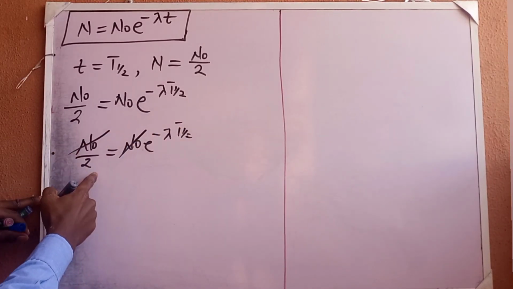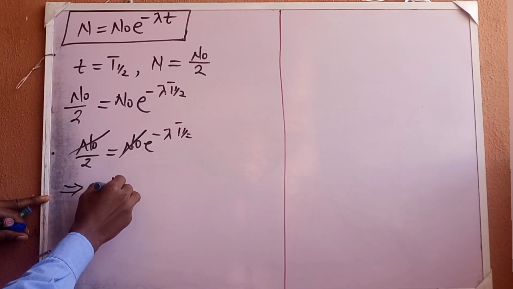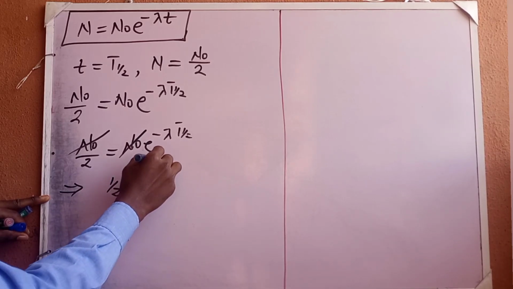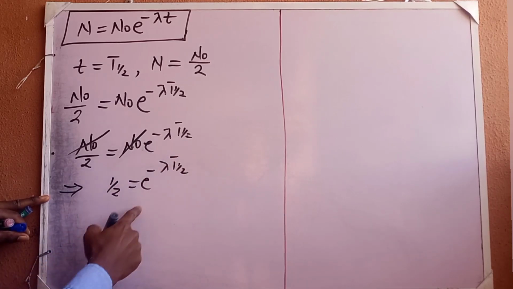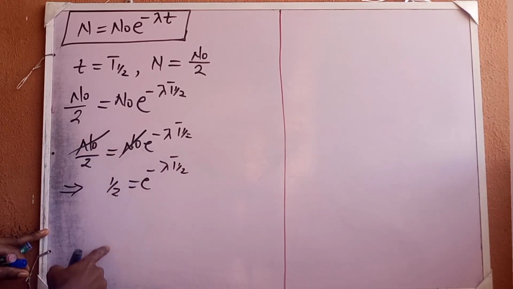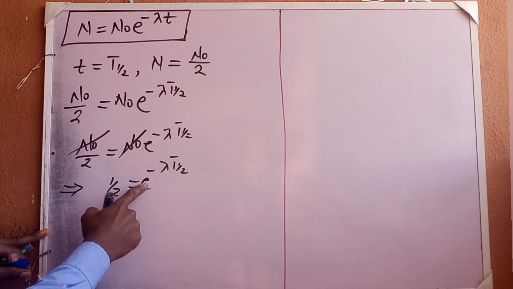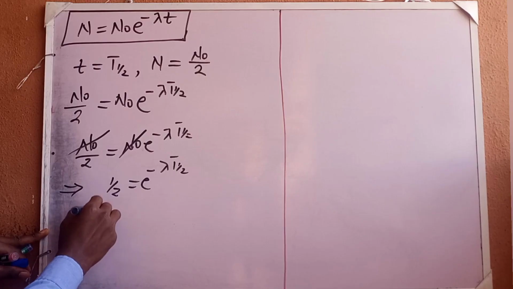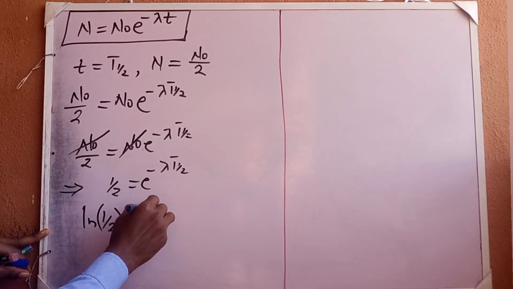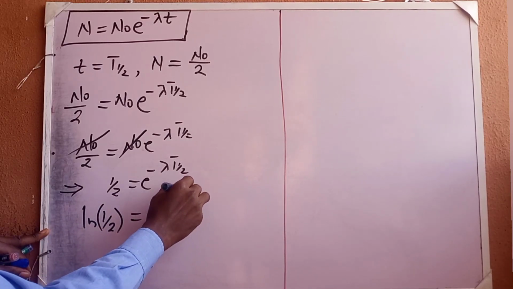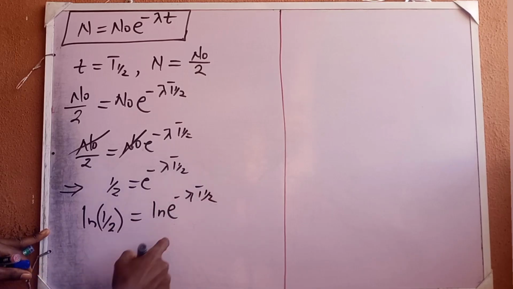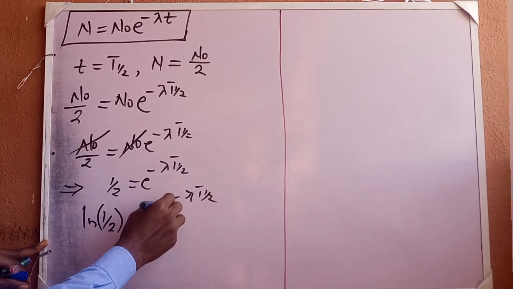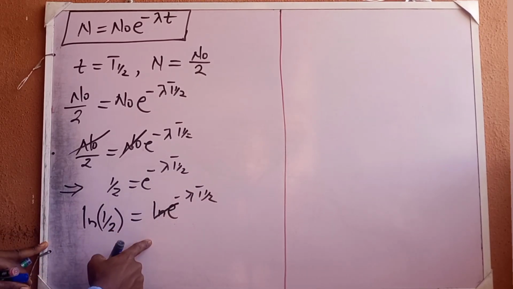This n naught cancels this n naught. So we have 1 over 2 equal to exponential negative lambda t half-life. So let's take the natural logarithm of both sides so we can eliminate this exponential. So I'll take ln 1 over 2, and that will be equal to ln of exponential negative lambda t half-life. This ln will cancel this exponential.